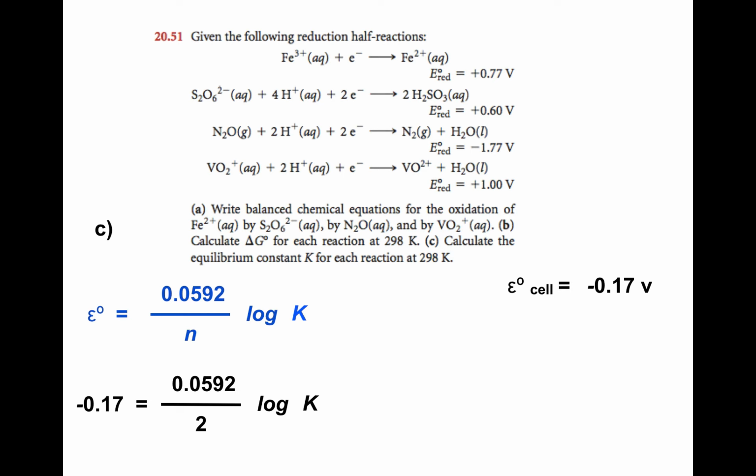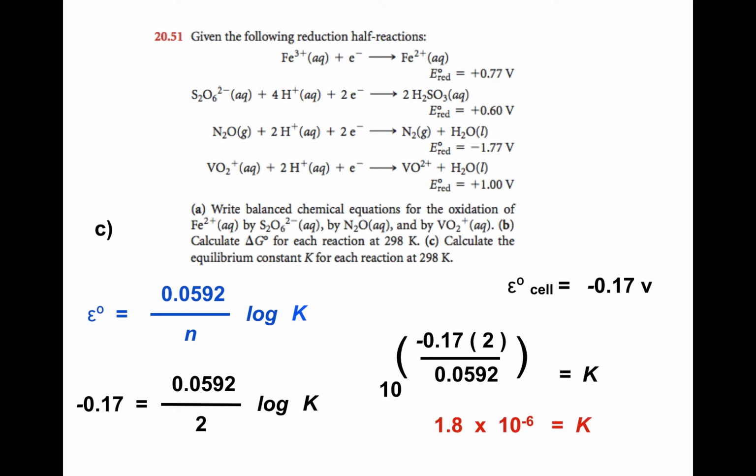But I know the voltage here, so multiply both sides by 2, divide both sides by 0.0592, and take both sides to the base 10. And this would be a way of getting the K value. So again, negative voltage at standard conditions implies a non-spontaneous reaction, a small K value.